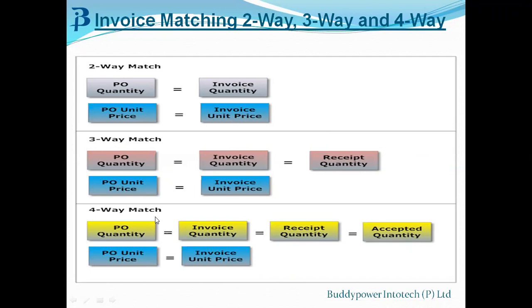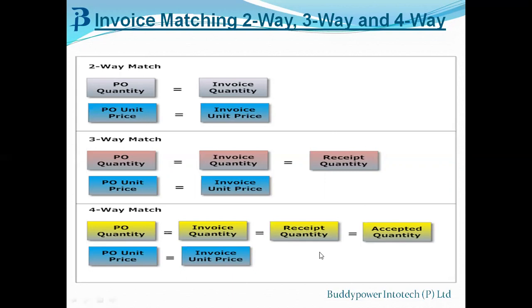Then comes the four-way match. The four-way matching adds yet another criterion to verify, which is the acceptance documents and the invoice match within your quantity. Here, your invoice price is matched to your purchase price. Your quantity billed will be matched with your quantity ordered. Your quantity billed will be matched with your quantity received, and your quantity billed will be matched with your quantity accepted.